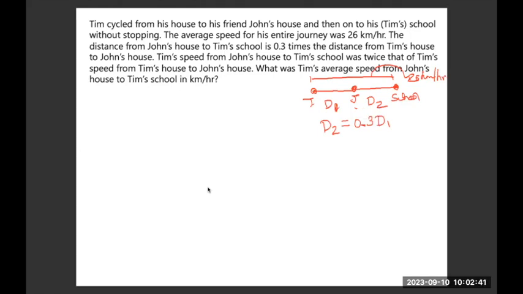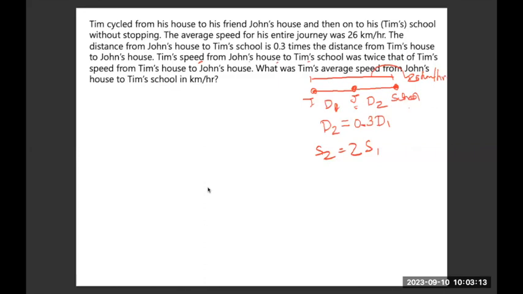Another equation is given associated with speed. Tim's speed from John's house to Tim's school, which is S2, was twice that of Tim's speed from Tim's house to John's house, which is S1. This is another equation given. What was Tim's average speed from John's house to Tim's school?